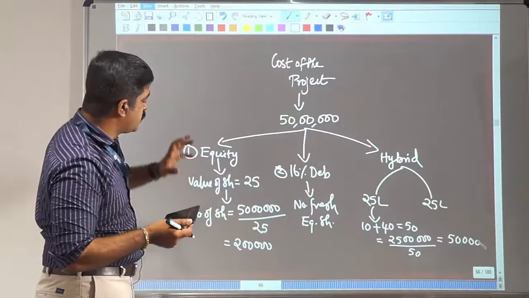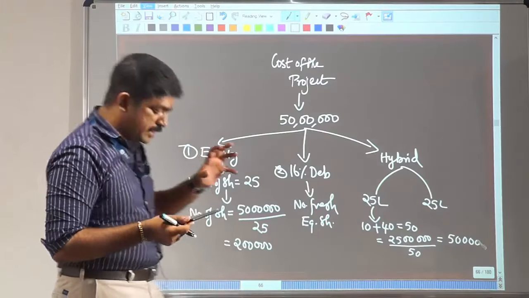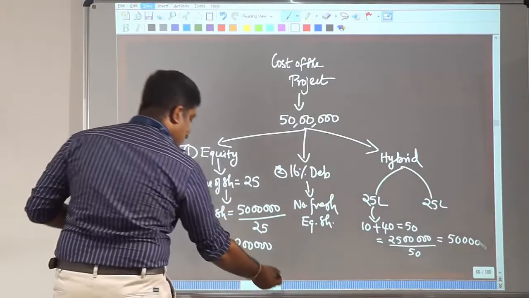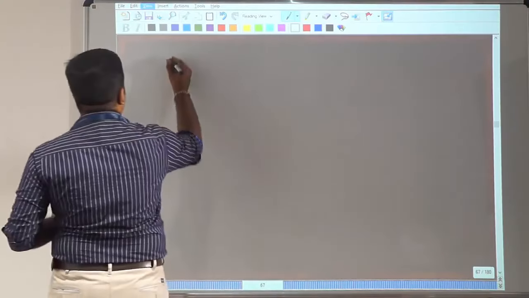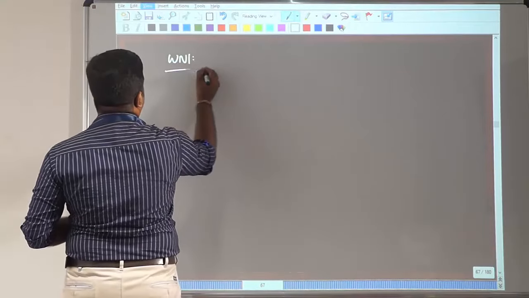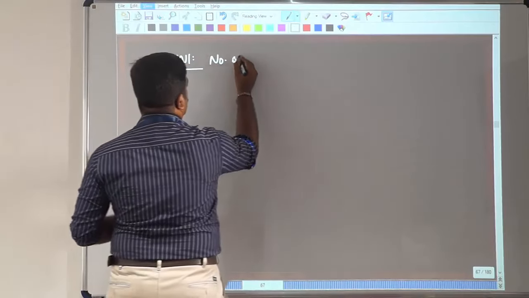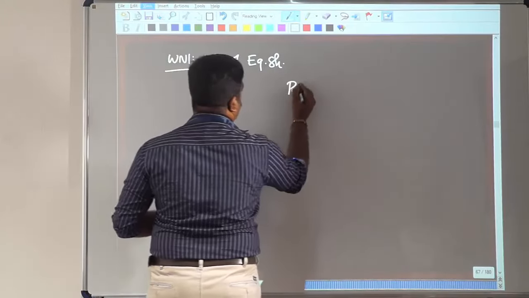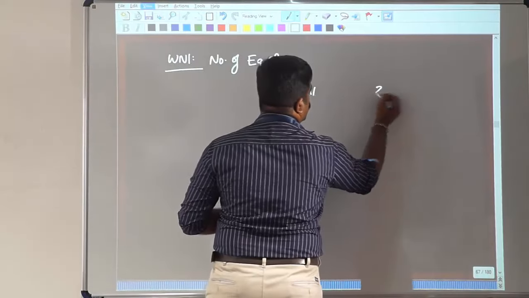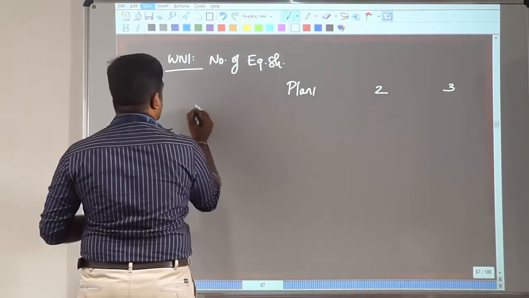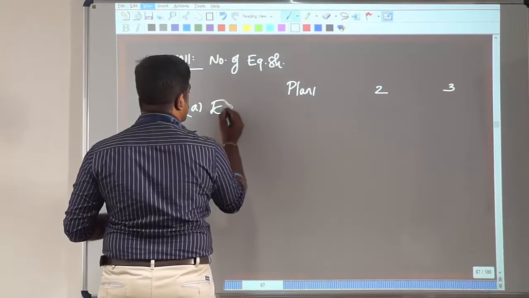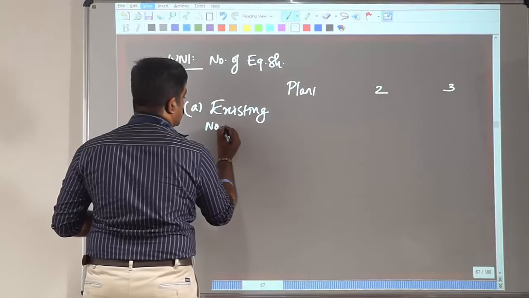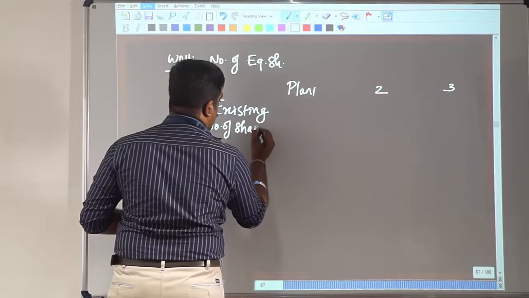So now we'll try to summarize what the number of shares will be if you go for option 1, 2, 3. Okay. So let me have that. I'll call it working note 1. Number of equity shares, and we know plan 1, plan 2, plan 3. So in all the 3 plans, there is a certain number of shares which is already there in the picture. Okay, existing number of shares, and that information we have in the question.